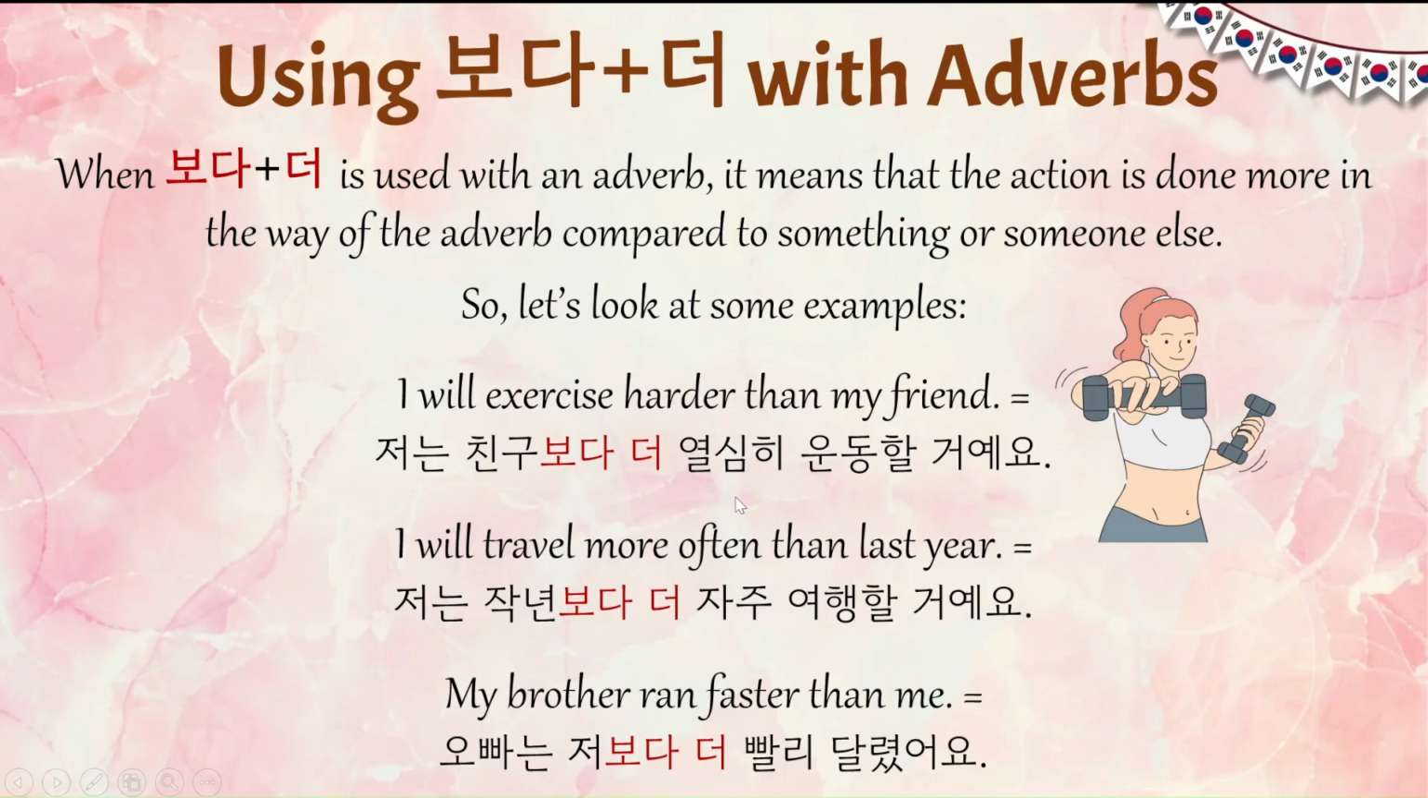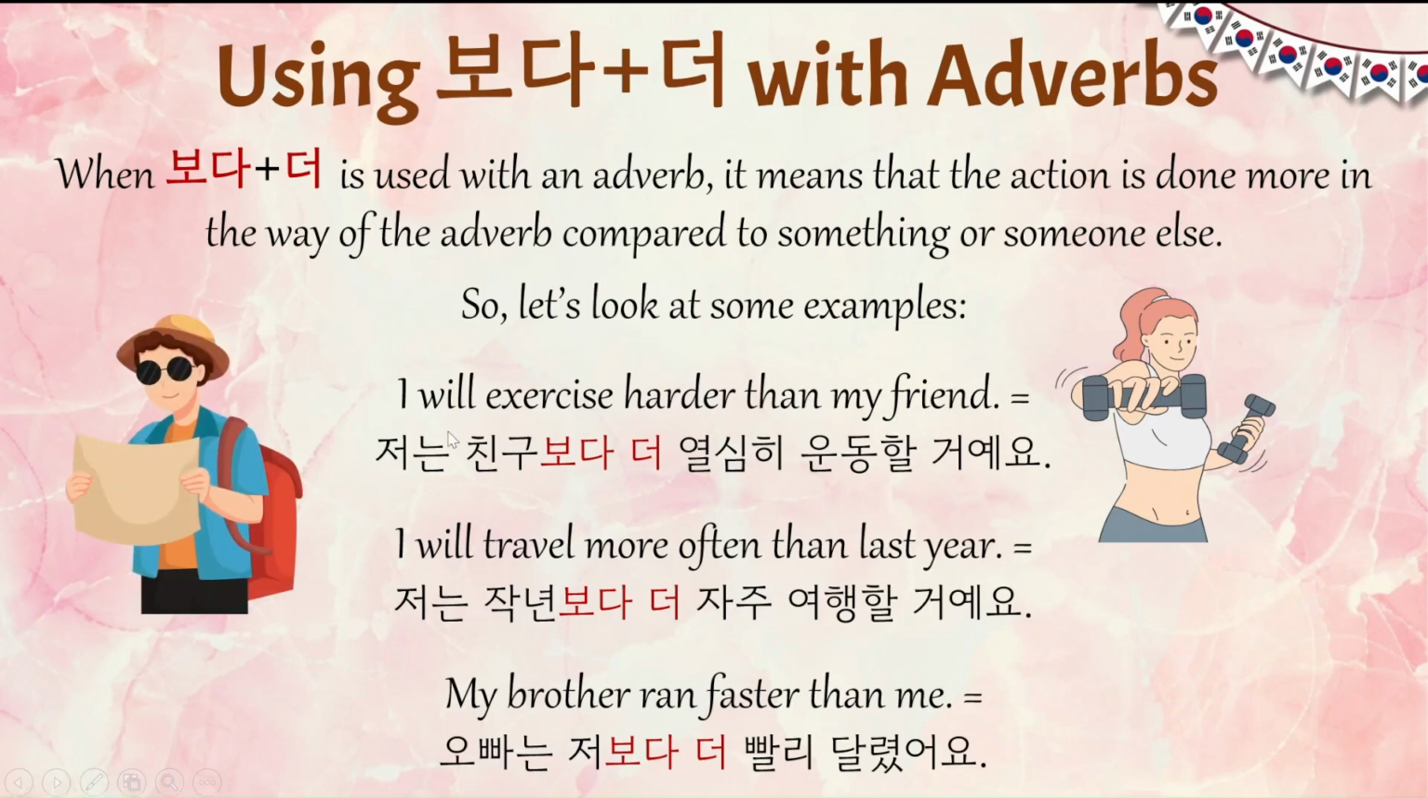Okay? I hope you're getting this. Here the action is done more in the way of the adverb. You'll exercise more harder or more diligently than your friend. Okay? Next example, I will travel more often than last year. 저는 작년보다 더 자주 여행 갈 거예요. I is 저는, travel, 여행 가다, future tense 여행 갈 거예요. Last year, 작년. Often, 자주. So will travel often. 자주 여행 갈 거예요.